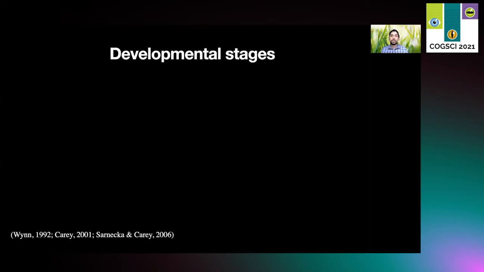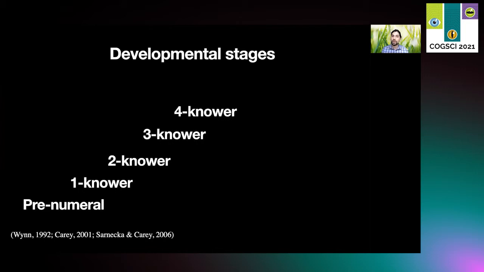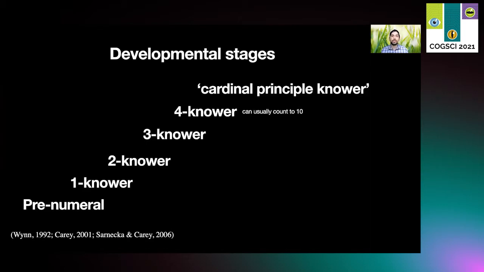And children often go through somewhat stereotyped developmental stages where they start off not being able to do the task and are dubbed pre-numeral, and then sequentially move through these n knower levels, where if you're a 1 knower, then you can give 1, but not anything higher. And same goes for 2 knower, 3 knower, and 4 knower. It's notable that at that point, children can often count all the way up to 10. They just can't give objects more than 4. And then there's what's termed a cardinal principle knower, which happens around the time children are able to give 5. And it's a sudden change where all of a sudden they can give as many items as they know how to count up to.